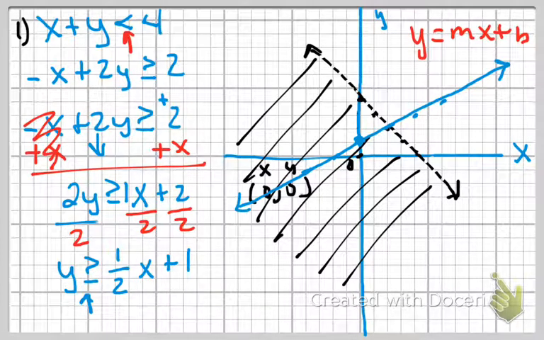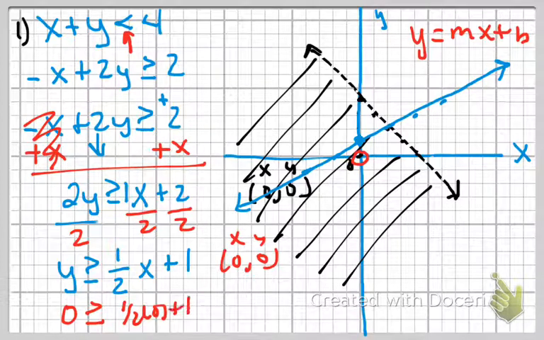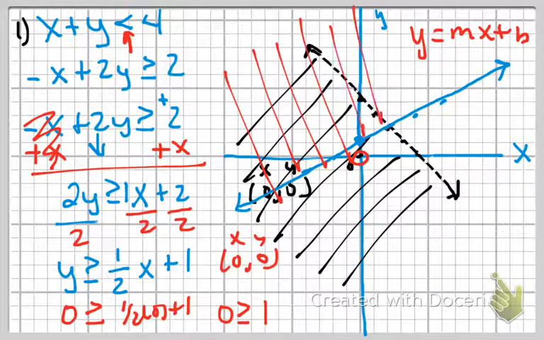Now I'm going to test it. I'm going to use the same 0, 0 because 0, 0 is not touching it. It's right here, so I can. It's below the blue line, so I'm going to test 0, 0. So 0 is greater or equal to 1/2 times 0 plus 1. Is 0 greater or equal to 1? And the answer to that is no. So that means we're shading above that. See where 0, 0 is right here on the bottom part, so we're shading the top part.